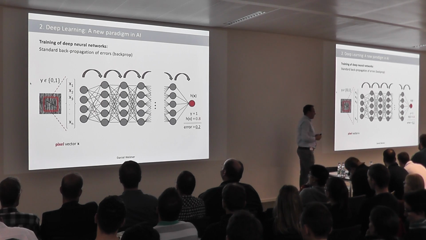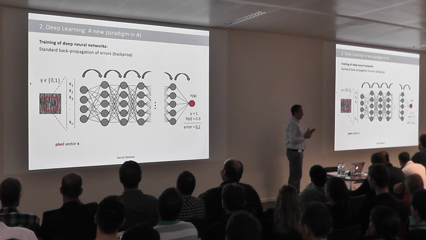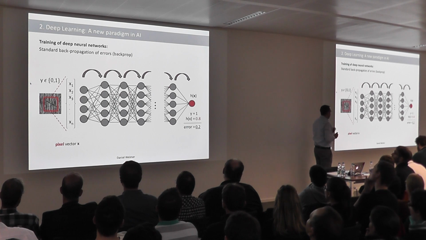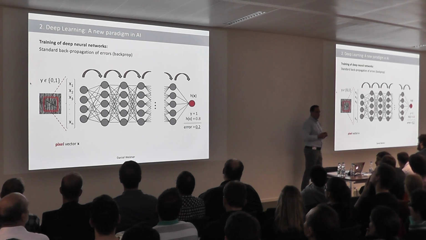And how do we train this kind of network? This is the basic thing. We have to train these networks. And the basic algorithm which is used in neural networks for that is backpropagation.